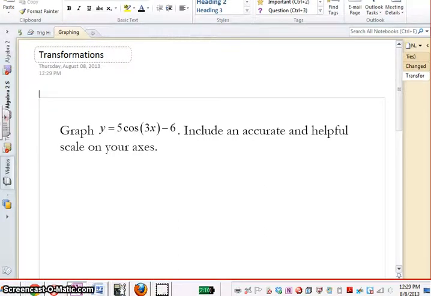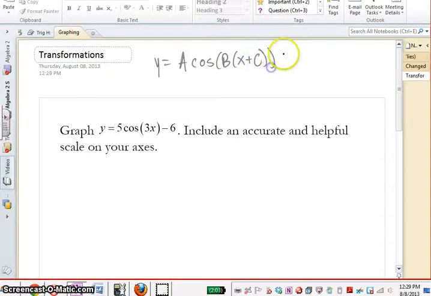Here we're asked to graph a trig function, and there are multiple transformations taking place. So we need to identify those first before we start. We're looking at a function that looks something like y equals a cosine of (bx plus c) plus d, and we only have 3 of the possible transformations. There's actually no phase shift that we need to worry about.